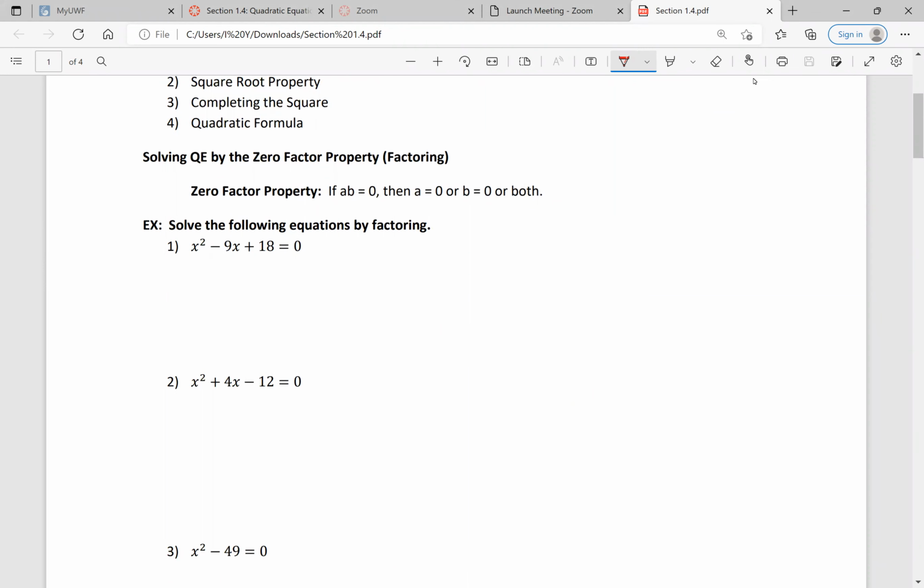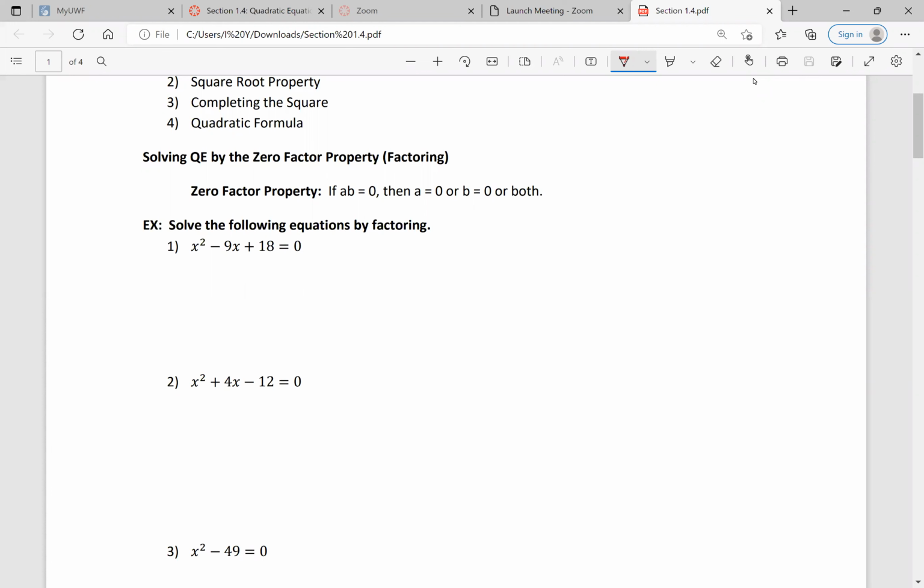If a times b equals 0, then a equals 0 or b equals 0 or both. So we want to factor these things into two different factors and then set them both equal to 0. So how does this work? Well, we start out with a simple quadratic equation, x squared minus 9x plus 18.